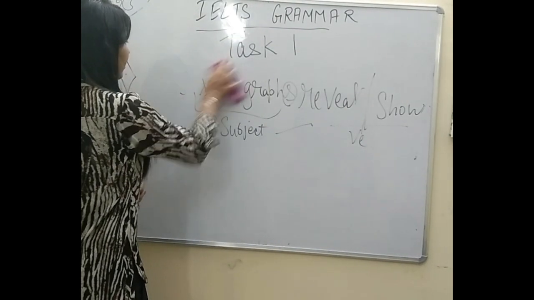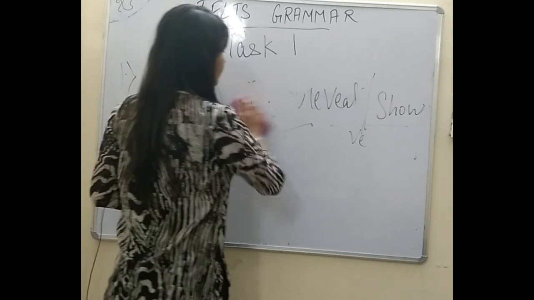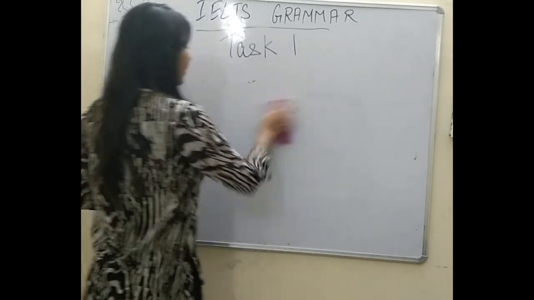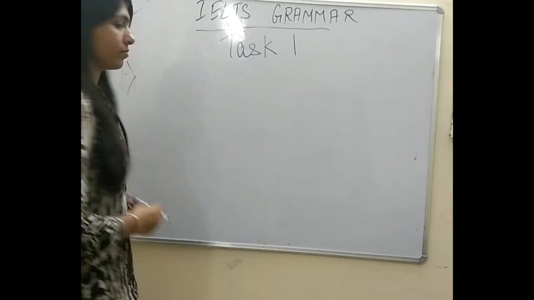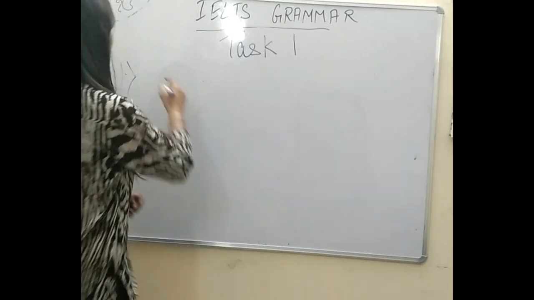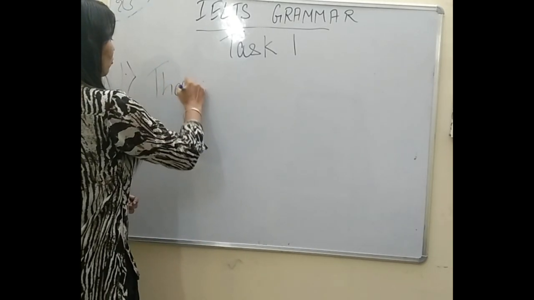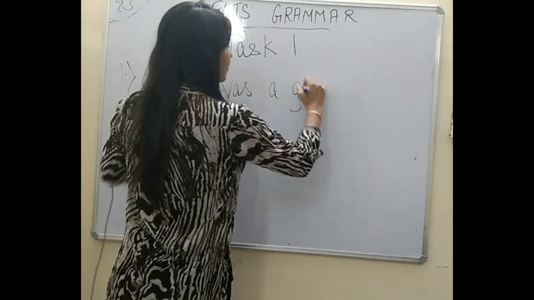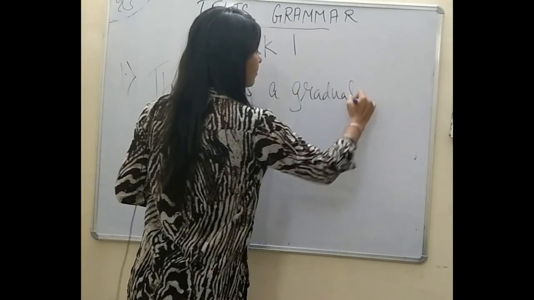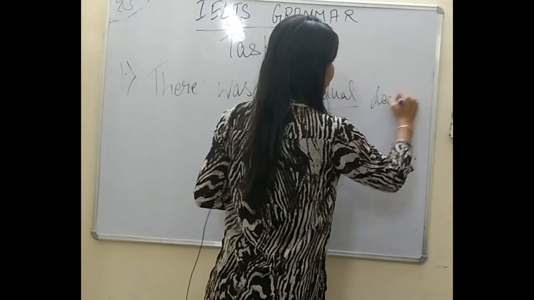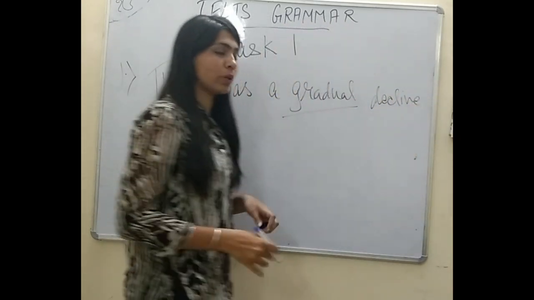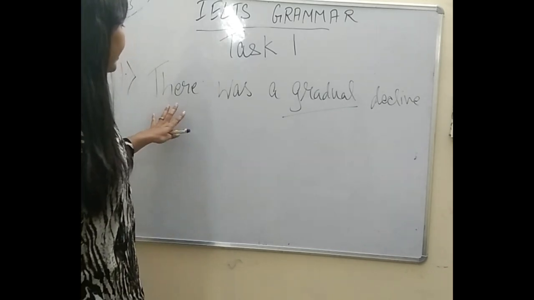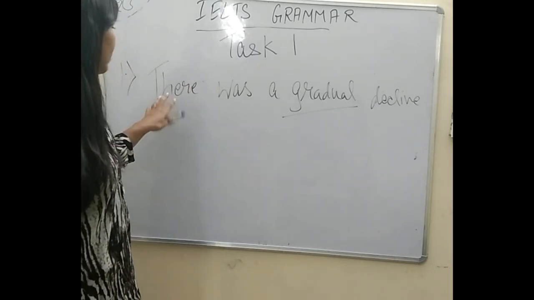The second mistake they commit is regarding adjectives. Even the students are not aware of adjectives and adverbs. The sentence needs to go like this: There was a gradual decline in population, in data, anything, whatever the thing that the student is getting in their writing, they have to mention like this.